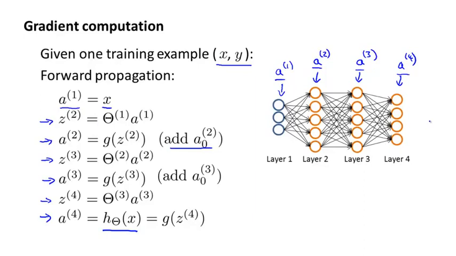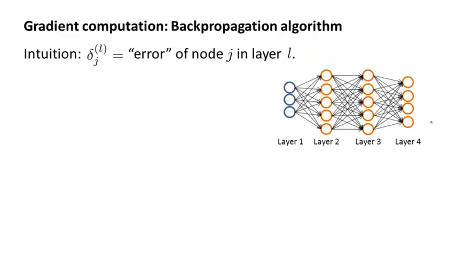Next, in order to compute the derivatives, we're going to use an algorithm called backpropagation. The intuition of the backpropagation algorithm is that for each node, we're going to compute the term delta superscript L subscript j that's going to somehow represent the error of node j in layer L. So recall that a superscript L subscript j is the activation of the jth unit in layer L. And so this delta term is in some sense going to capture our error in the activation of that node, or sort of how we might wish the activation of that node was slightly different.